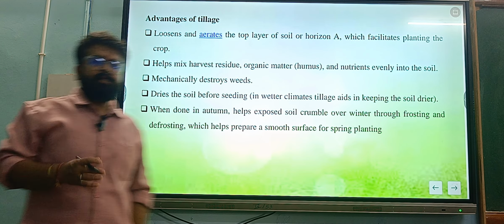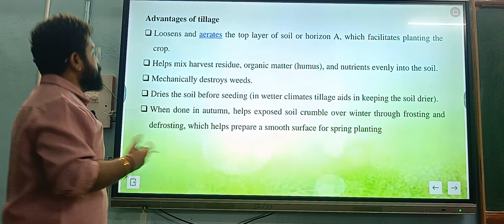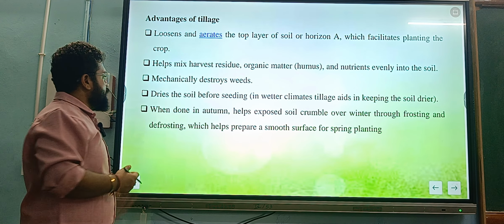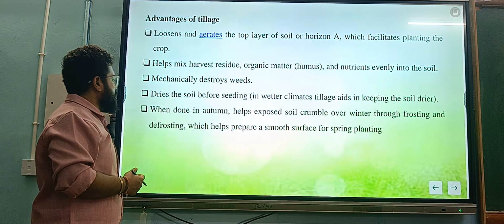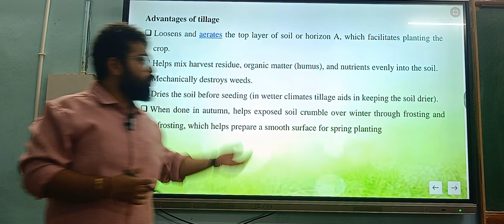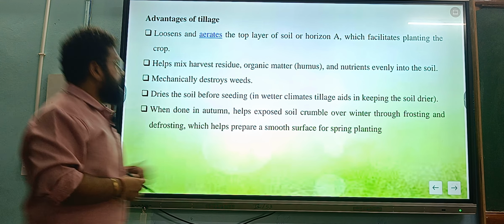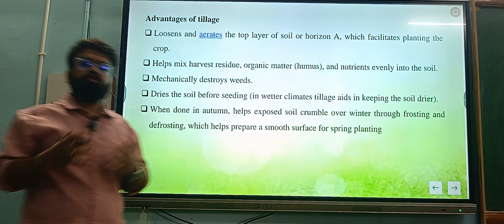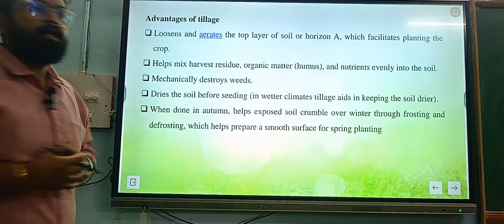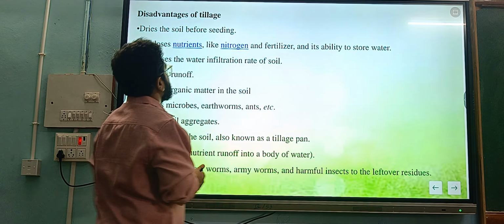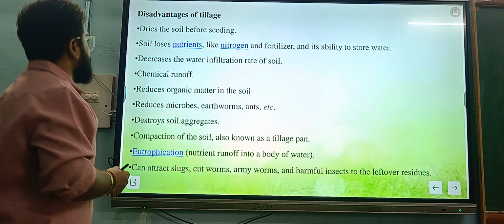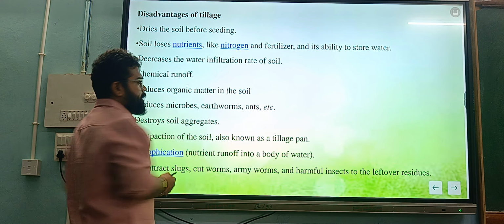The next, advantages of tillage: it loosens and aerates the soil. It helps to mix the harvest residue, dries the soil before the seedling, and when it is in autumn, helps to expose the crumble over the winter through frosting. And it also exposes the soil to the harsh heat, where the seeds get killed through desiccation. Then a disadvantage of tillage is that it dries the soil before the seedling emerges.